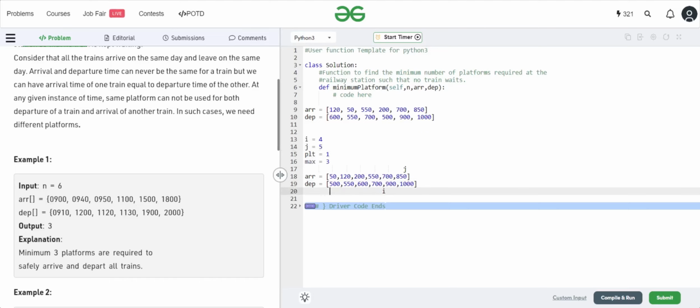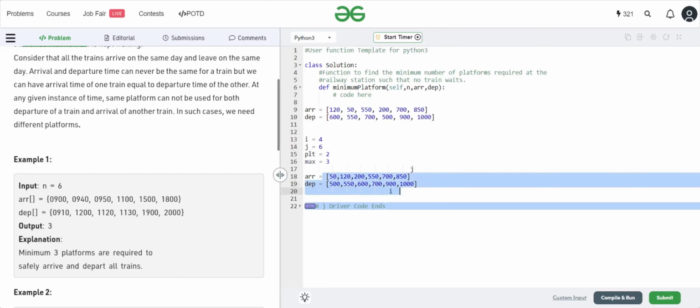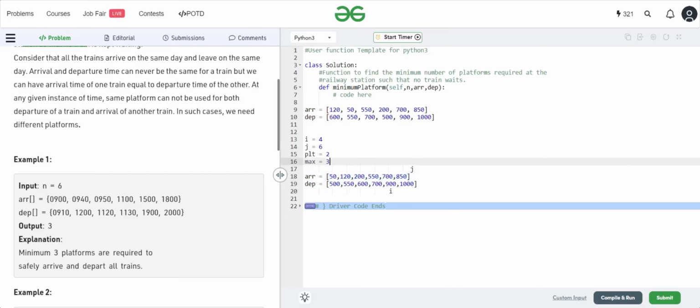When we increment I, we go to 900, and we see that the arrival time is lesser than the departure time, which means we will need an extra platform for this train. We'll just increment this by 2, and we'll just make this 6. And this loop is only going to run until all the arrival times of the trains are complete. When all the arrival times are complete, we can see that the max is 3, which means that all the trains can arrive at the train station within a maximum of 3 platforms.